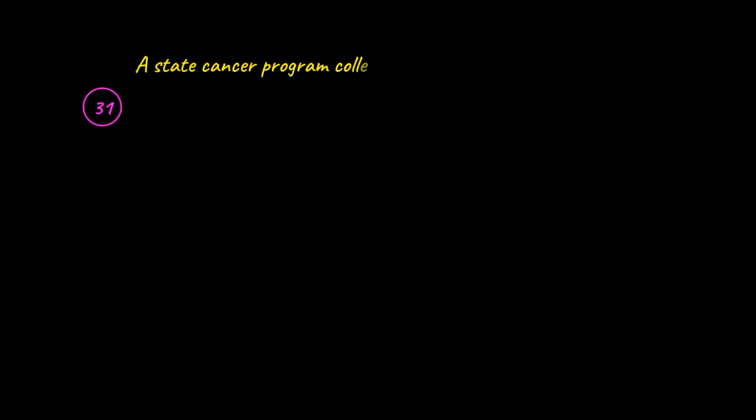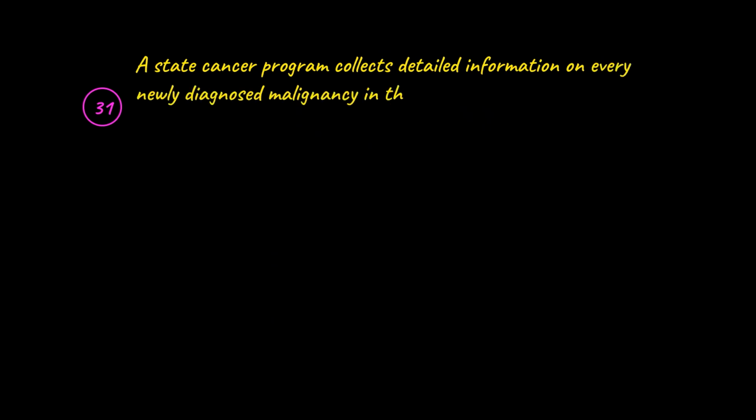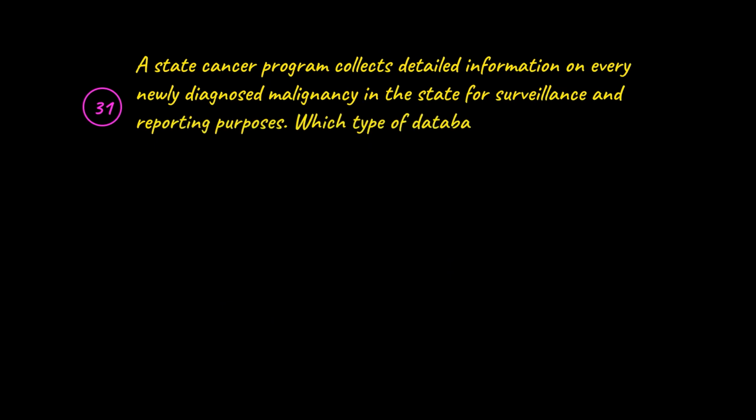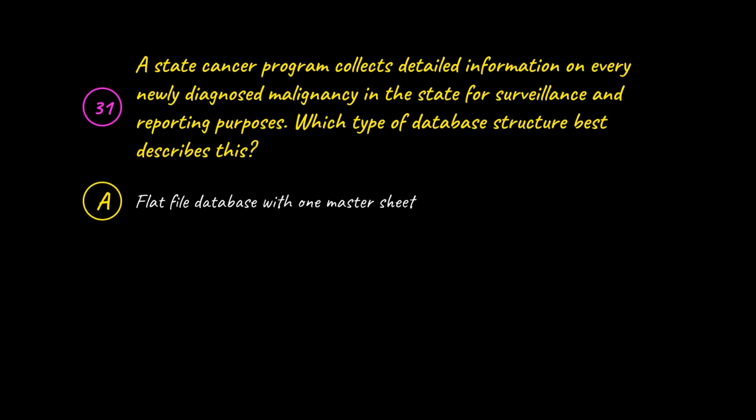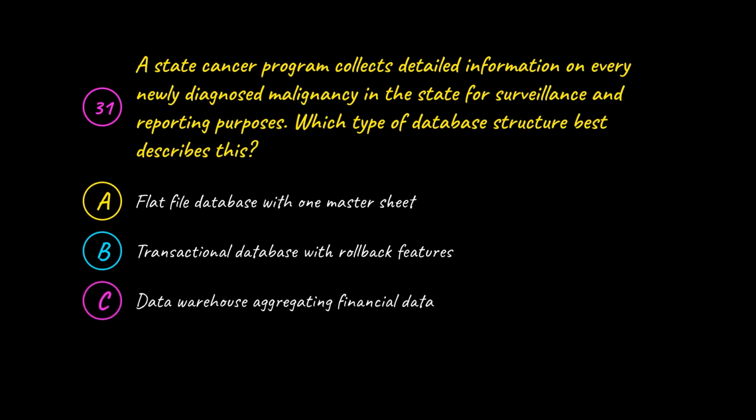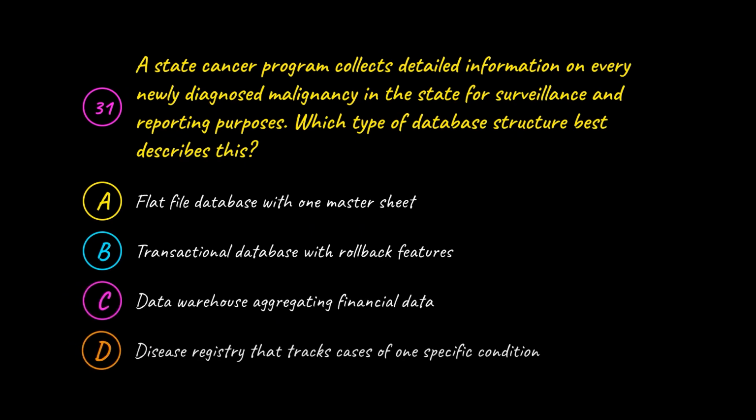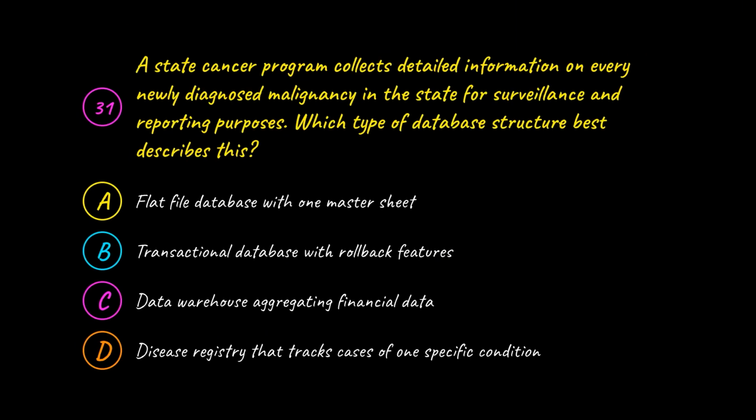Question 31. A state cancer program collects detailed information on every newly diagnosed malignancy in the state for surveillance and reporting purposes. Which type of database structure best describes this? Your options are A. A flat file database with one master sheet, B. Transactional database with rollback features, C. Data warehouse aggregating financial data, D. Disease registry that tracks cases of one specific condition. Don't overthink it. Which one feels right?